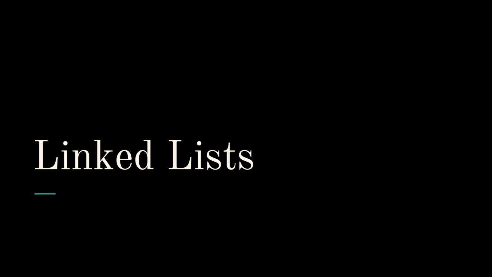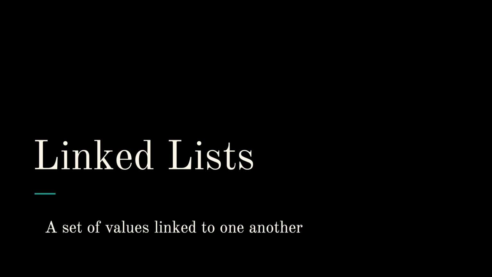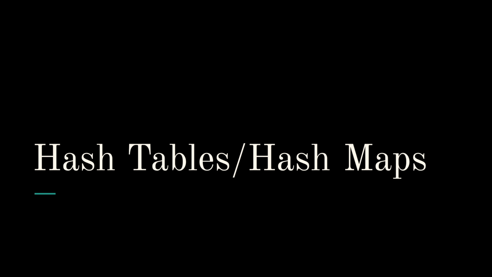The first one that I'm going to go over is a linked list. A linked list is a set of values that are linked to one another. This is a simple version of a data structure. The second data structure that I'm going to go over are hash tables, or as I like to call them, hash maps. A hash map is essentially a way to map keys to values.